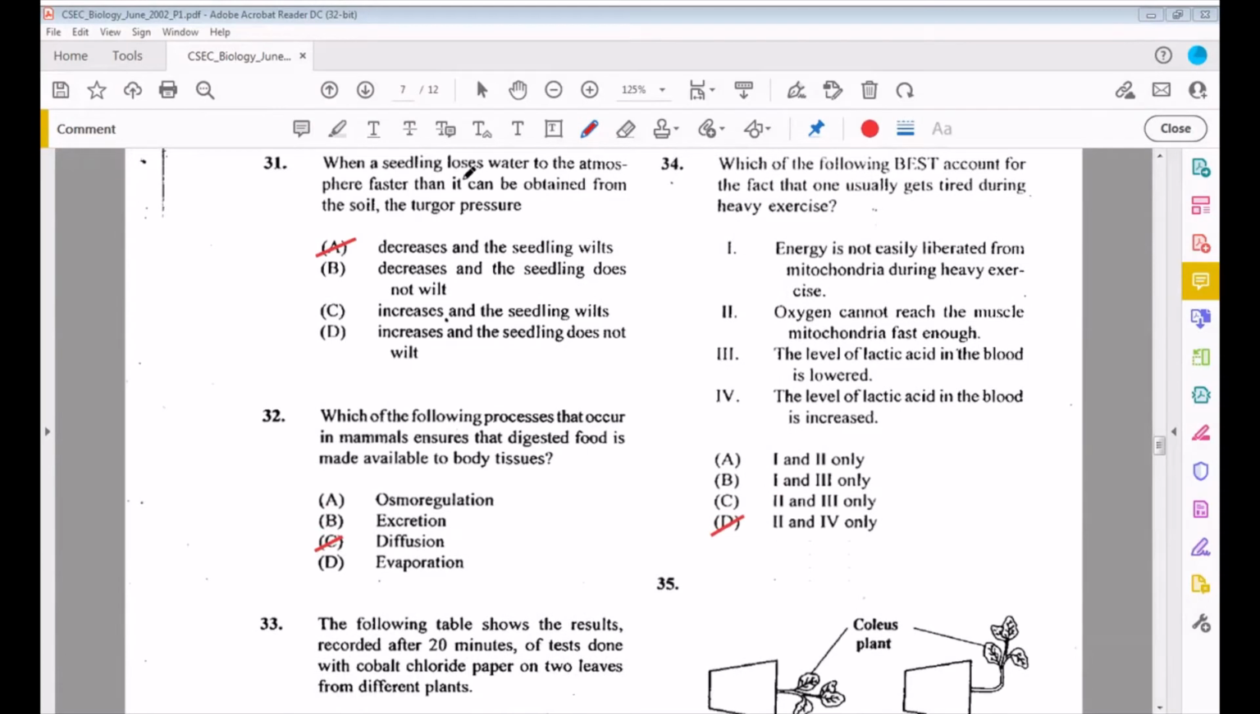34. Which of the following best accounts for the fact that... what madness? Do I need my glasses?